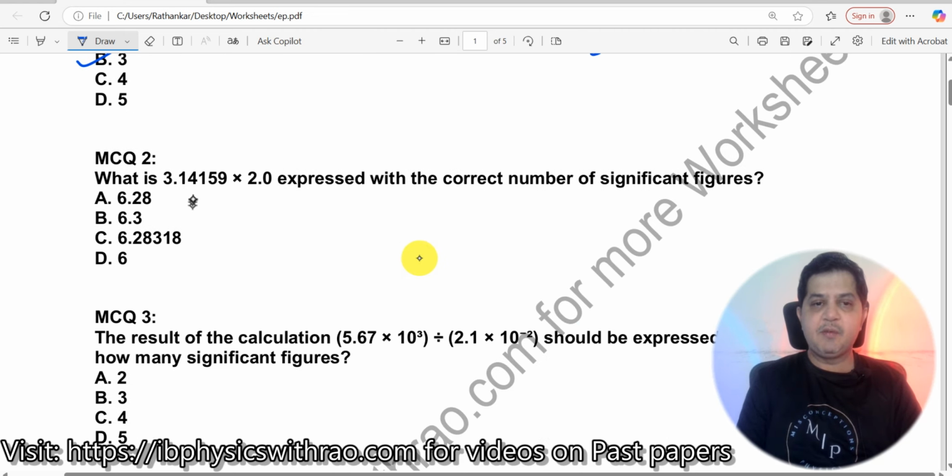What is 3.141 multiplied by 2 expressed with the correct significant figures? Now, as you see here, this has 1, 2, 3, 4, 5, 6 significant figures, and there are only 2 significant figures over here. So when you multiply this, your answer should be the least of them. Therefore, it should just be equal to 6.3. The answer should be B over here.